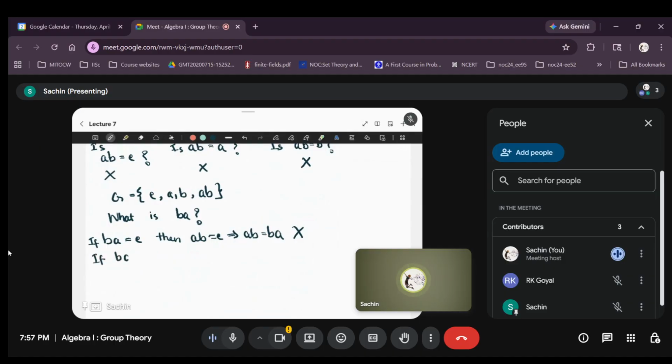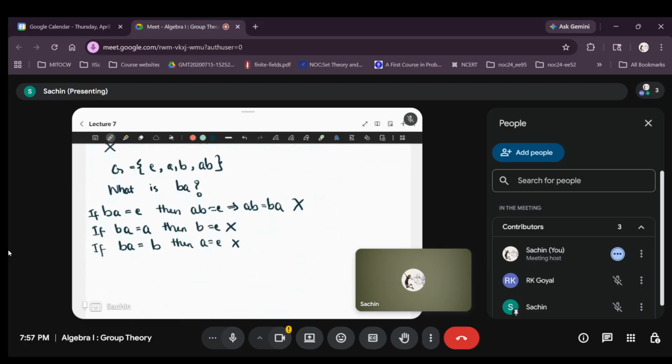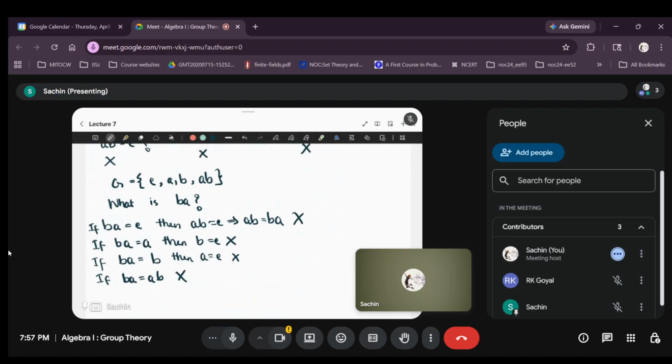If BA is equal to A, then B equals E. That is also not possible. If BA equals B, then A equals E. That is also not possible. If BA equals AB, that is also not possible. That means that it's not a group, BA is not an element of G.